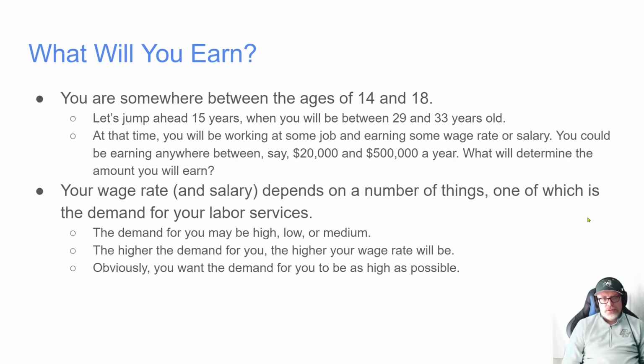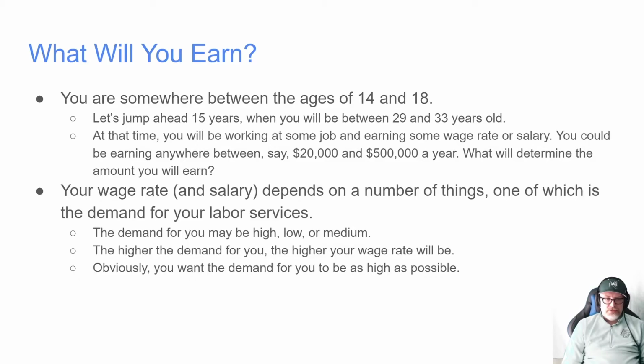So what are you going to earn? Most of you are between the ages of 14 and 18. If we were to jump ahead 15 years or so, when you're going to be 29, 33 years old, at this time you're going to be working at some job and earning some wage rate or salary, and you could be earning anywhere between $20,000 and $500,000. It could be even more, it could be less. But there are things that determine what you're going to earn, your wage rate and your salary. It depends on a number of things, one of which is the demand for your labor services.